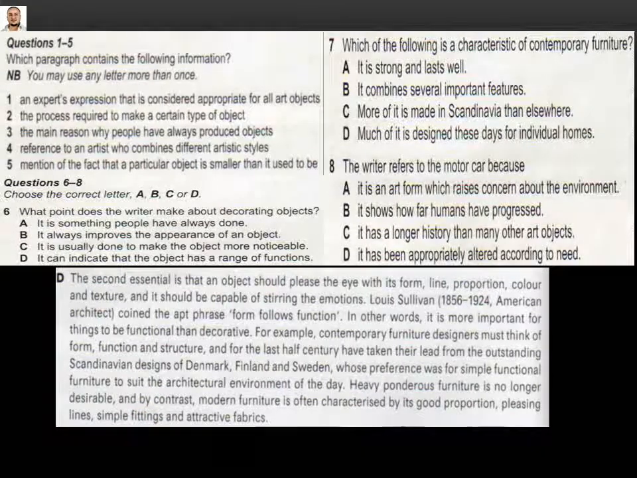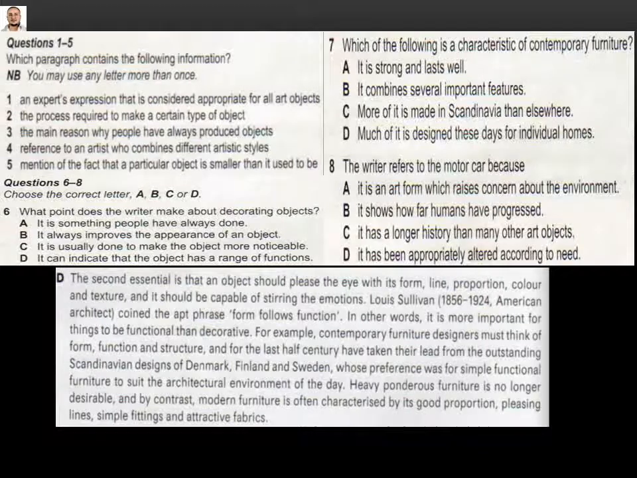Which of the following is a characteristic of contemporary furniture? A. Is strong and lasts well. B. It combines several important features. C. More of it is made in Scandinavia than elsewhere. D. Much of it is designed these days for individual homes.